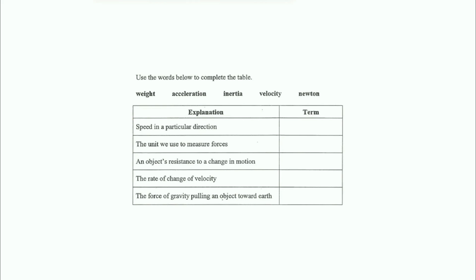Okie dokie, another one. Use the words below to complete the table. Yeah, sure. Speed in a particular direction. Well, that's what we call velocity. The unit we measure forces is, of course, the Newton. An object's resistance to change in motion, well, we said earlier that's inertia. It is the resistance to change in motion. The rate of change of velocity. Okay, change of velocity, that's acceleration. There we go. And by process of elimination, the force of gravity pulling an object towards the Earth, that is, of course, weight, which we also looked at in a previous question.